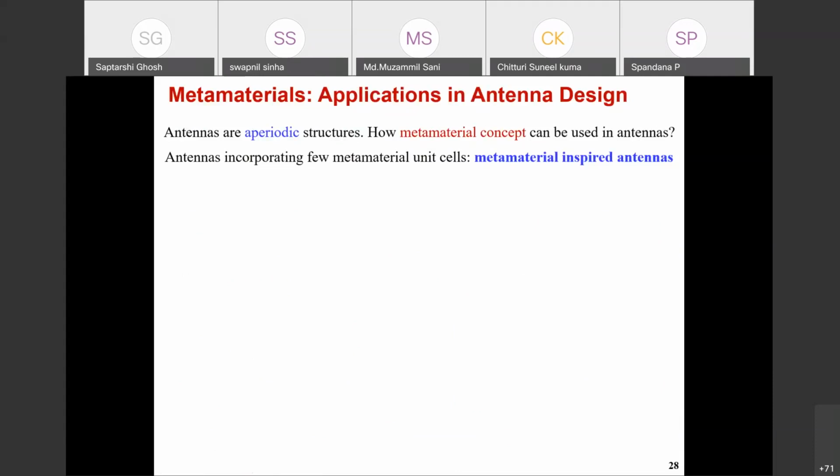So how can this metamaterial concept be utilized in the antenna? You cannot say that the metamaterial concept can be directly used in the antenna. Rather, we can incorporate metamaterial-type unit cell geometry in antennas to improve some of their performance characteristics. Those antennas are known as metamaterial-inspired antennas. So instead of saying metamaterial antenna, it's better to say metamaterial-inspired antennas, where you are using the concept of the metamaterial in the antenna instead of using the direct metamaterial structure.